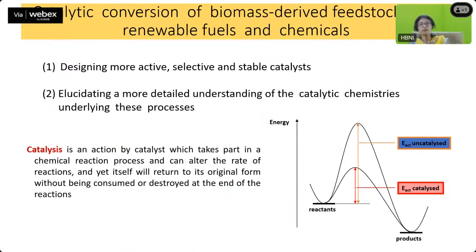Now, obviously, biomass is converted to, you know, renewable fuels and chemicals. So one thing that is very important is the catalytic conversion, and this is why we are talking about materials for heterogeneous catalysis. So one of the important points in these kinds of research is designing more active, selective and stable catalysts, and elucidating a more detailed understanding of the catalytic chemistries which are underlying these processes.